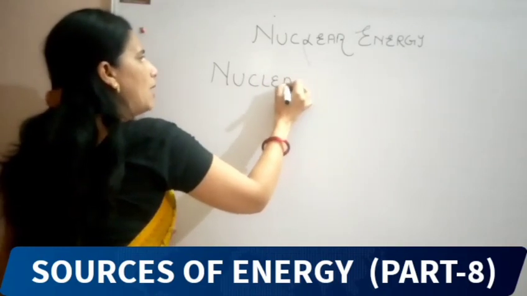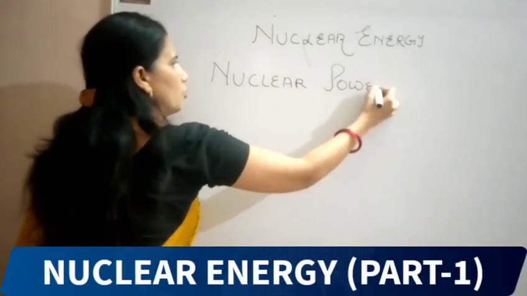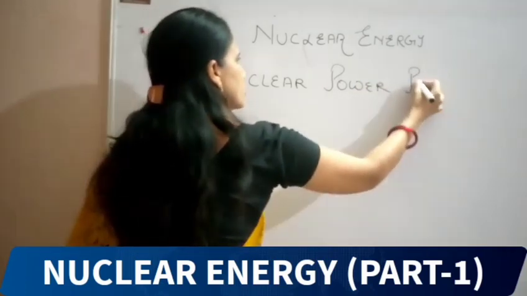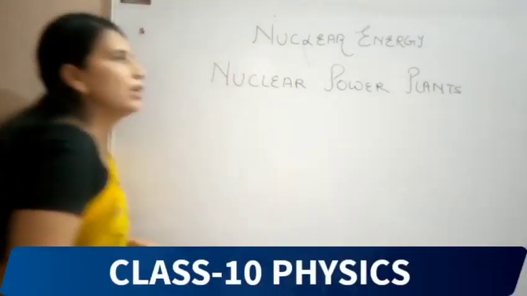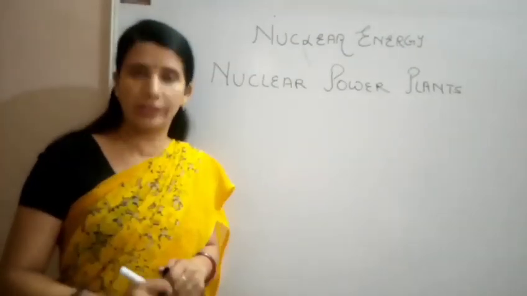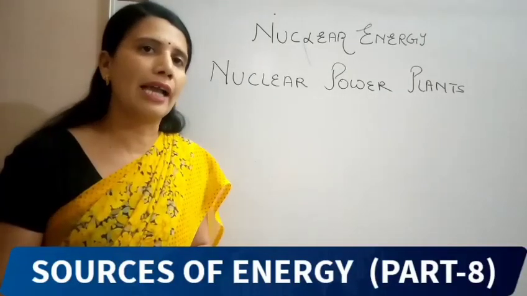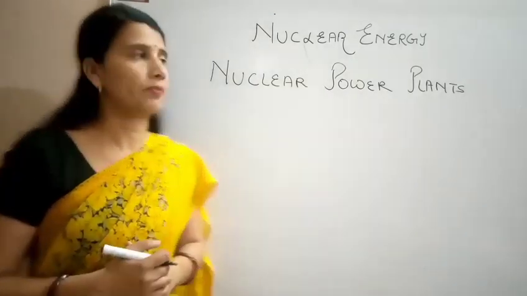Nuclear power plants. So in nuclear power plants, the energy produced by the nuclear fission reaction is utilized in obtaining electricity. Now how is it utilized?